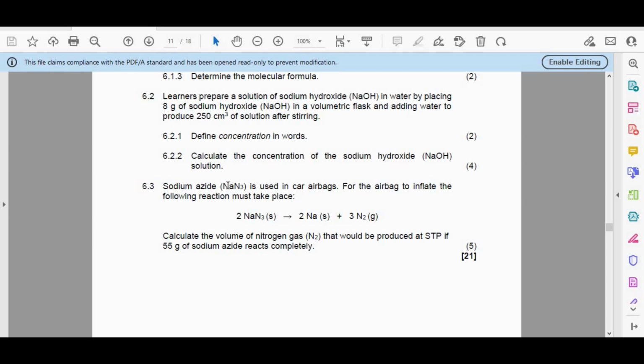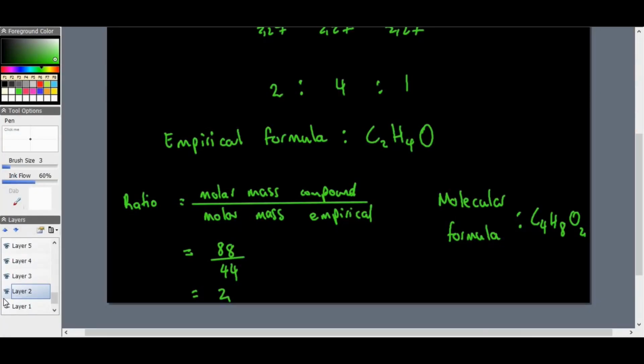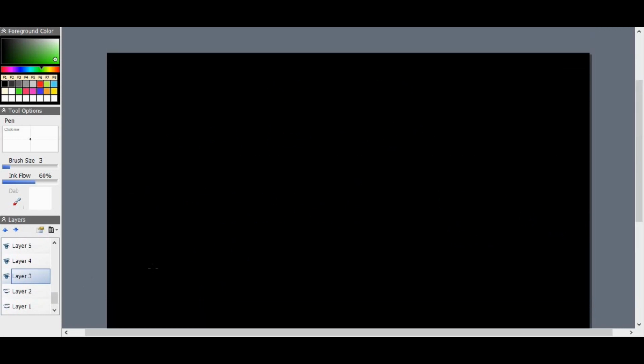Alright, 6.2.2 says calculate the concentration of sodium hydroxide in the solution. Now this one wasn't very difficult. We were told the volume in any case. We were also told the mass as well. So remember, we got a formula for concentration that C is equal to number of moles divided by the volume. But we also know that the mole formula is n is equal to m divided by M, or mass divided by molar mass. So as you can see, we've got n present in the formula.